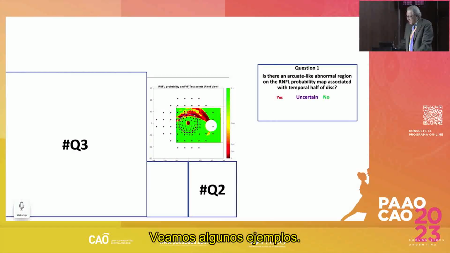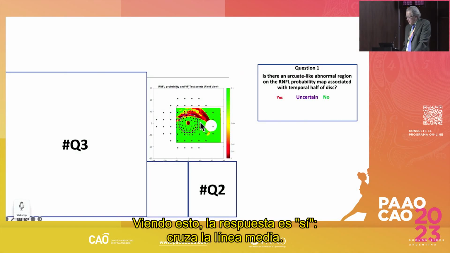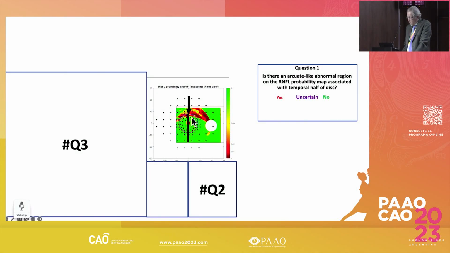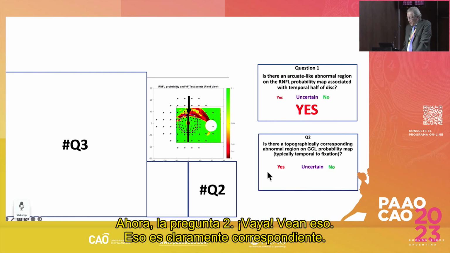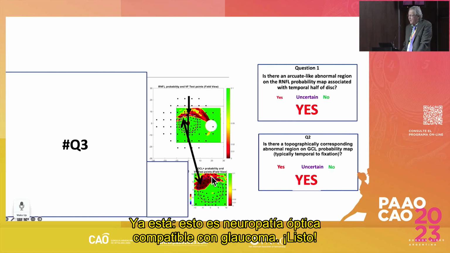So let's just look at some examples. You look at this, so the answer is yes, it crosses the midline. You now go to question 2. Wow, look at that. That's clearly corresponding, right? You're done.